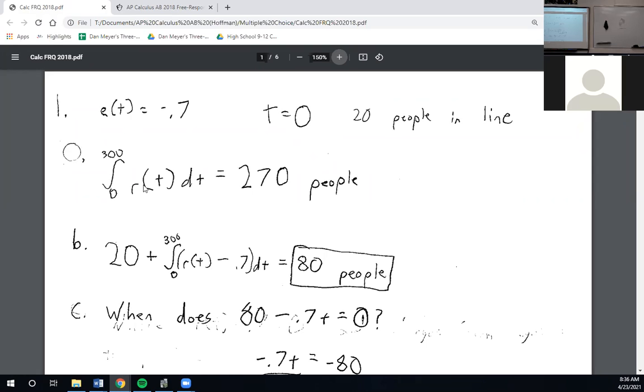And it's just talking about entering the line, which means we're only using the rate in function. So from 0 to 300 of the function, type it in your calculator, and you're going to get 270. That's your answer for part A.